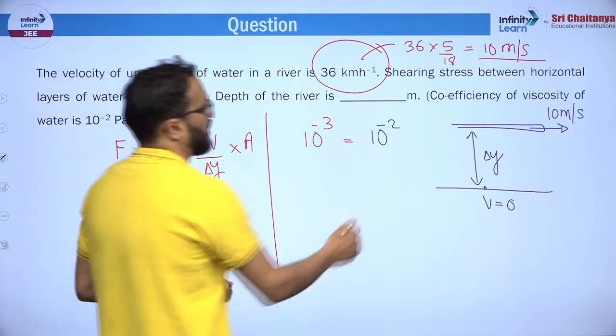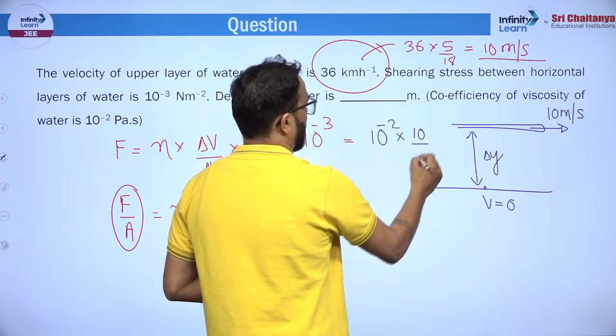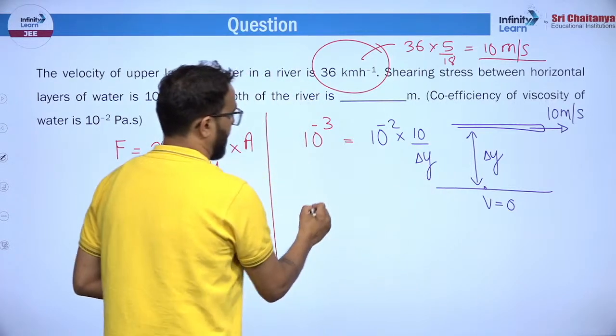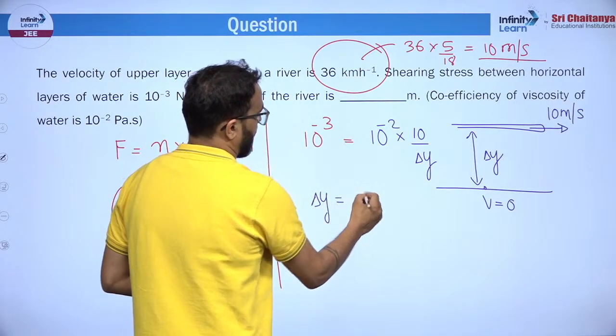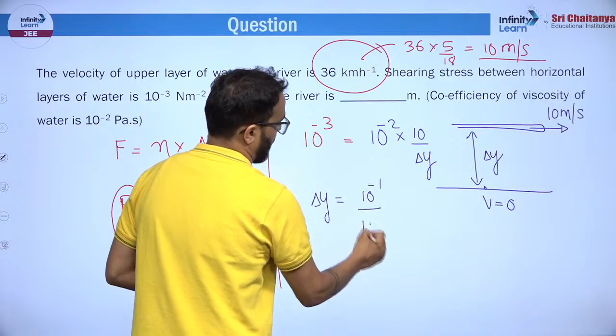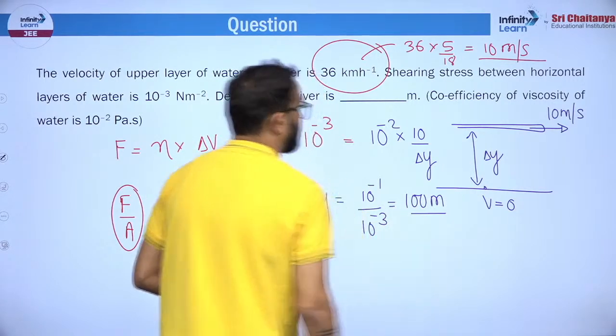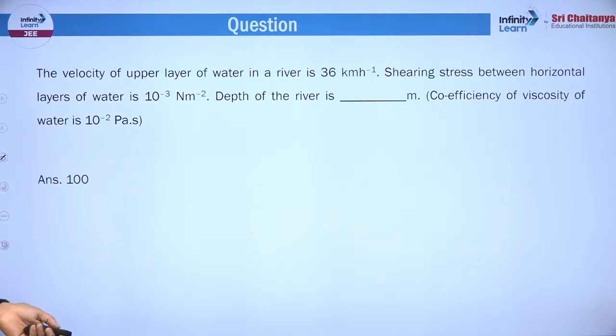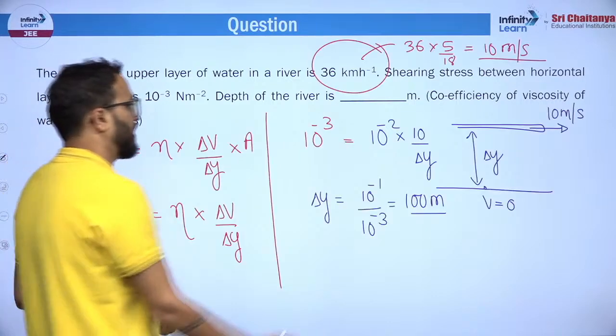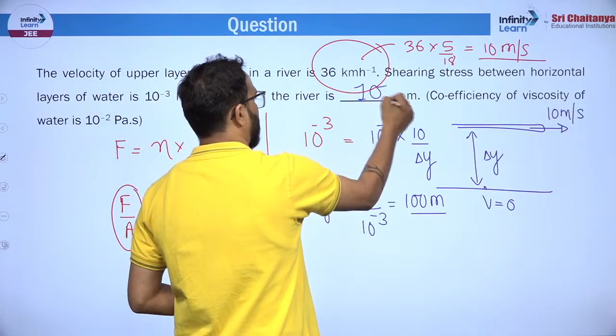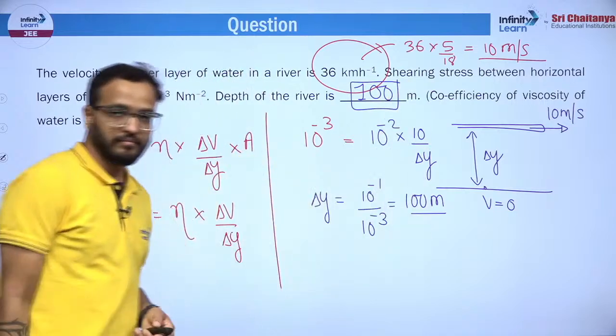तो अब आप क्या बोलोगे? ये हो जाएगा 10 अपॉन डेल्टा वाई। सो यहाँ से डेल्टा वाई कितना हो जाएगा? 10 टू द पावर माइनस 1 अपॉन 10 टू द पावर माइनस 3, विच इज 100 मीटर्स, राइट? सो व्हाट इज द आंसर टू दिस क्वेश्चन? 100. अच्छा, ये जो मैं आंसर बता रहा हूँ ना आपको, ये एनटीए के आंसर्स हैं, ठीक है? ओके.